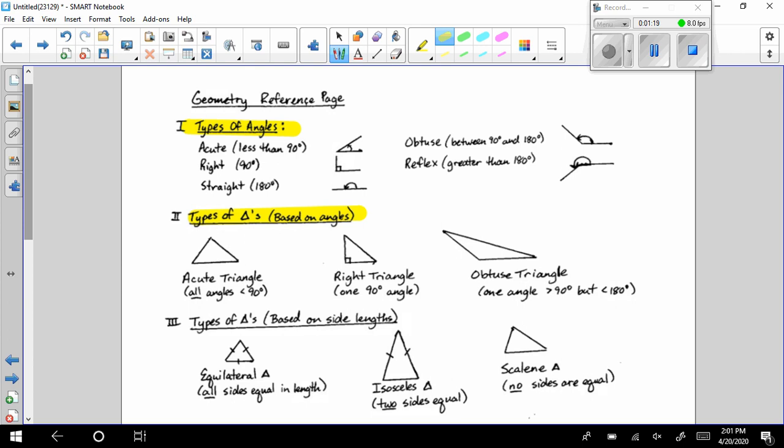Triangles can also be named based on their side lengths. So if all three sides are exactly equal in length, then it's an equilateral triangle. An isosceles triangle has two sides that are equal, and a scalene triangle has no sides that are equal to each other.